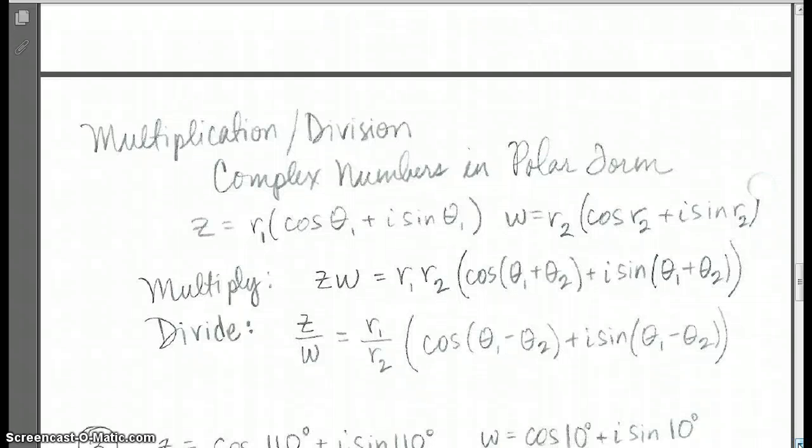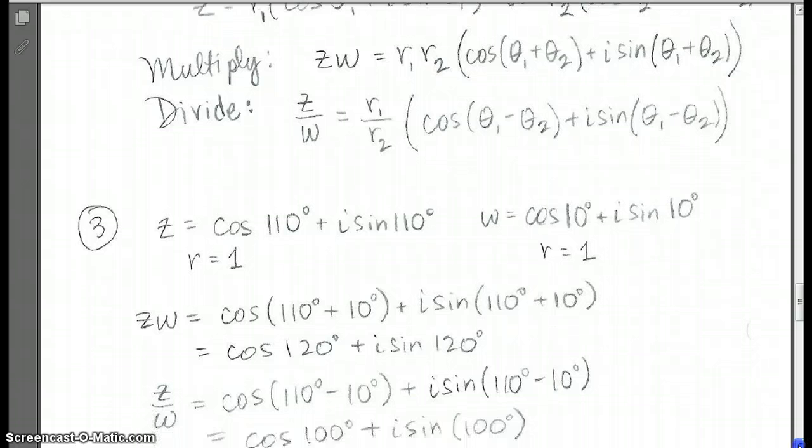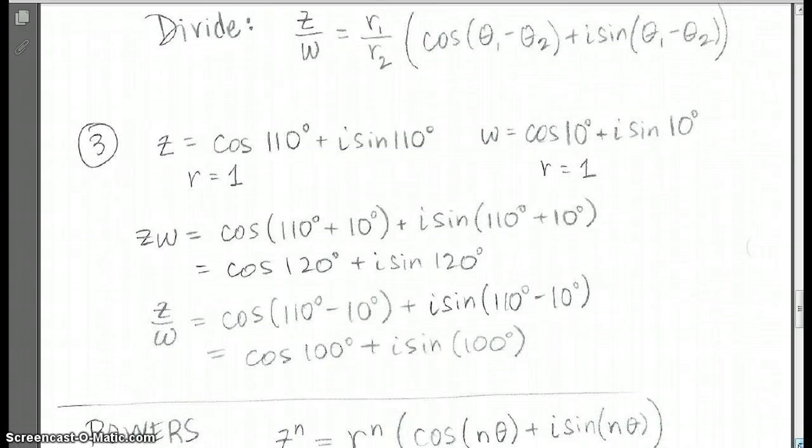Multiplication and division, you have these formulas here. We can identify z as the first complex number and w as the second complex number. So when we multiply, we're taking z times w. Notice that you're multiplying the r's and you're adding the thetas. When you divide, it's important to recognize which one's on top and which one's on bottom, and then we subtract the thetas to get those values. And so here's a really nice example of z and w multiplying as well as dividing.